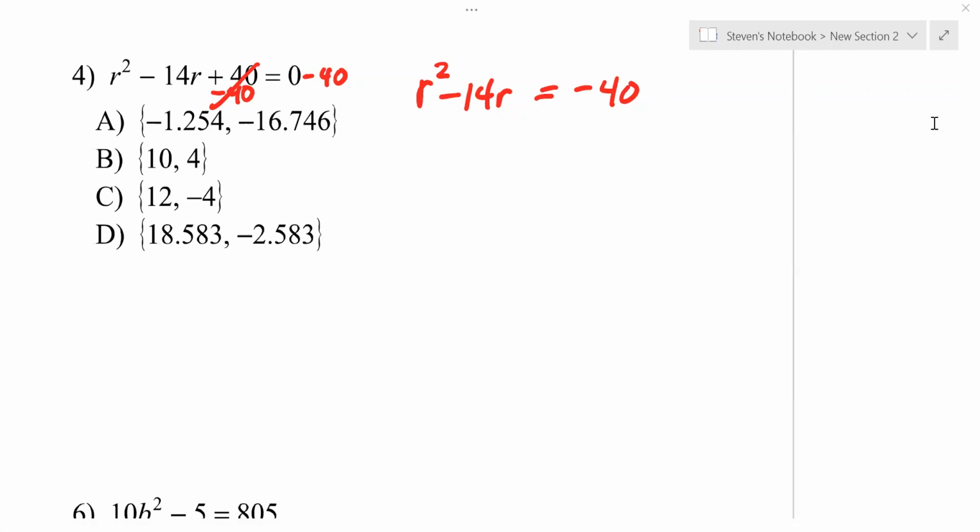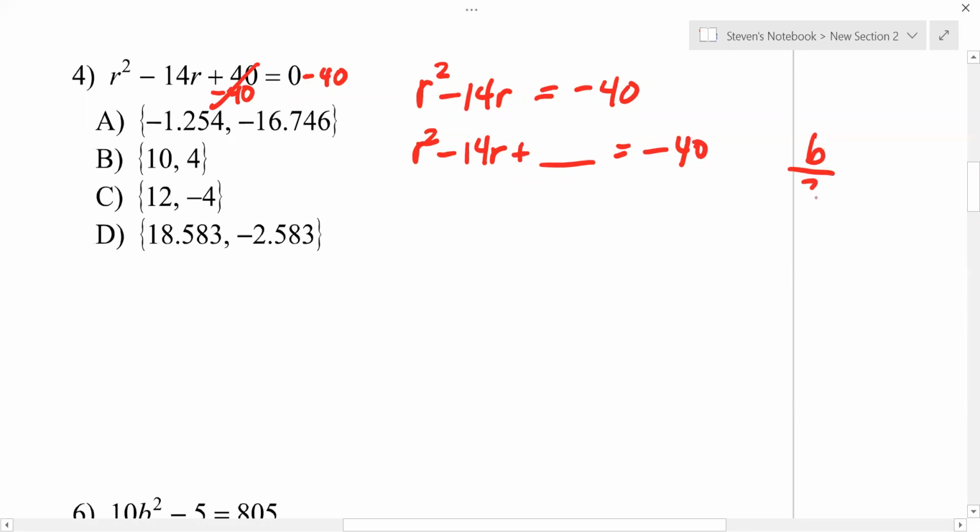All right, so let's complete the square here. So r squared minus 14r, we're going to add our own c term. How do we do that? We're going to take b and divide it by 2, and then we're going to square it. Okay, so our b term is negative 14 divided by 2 is negative 7. Negative 7 squared is 49. So I want to be adding 49 to both sides.